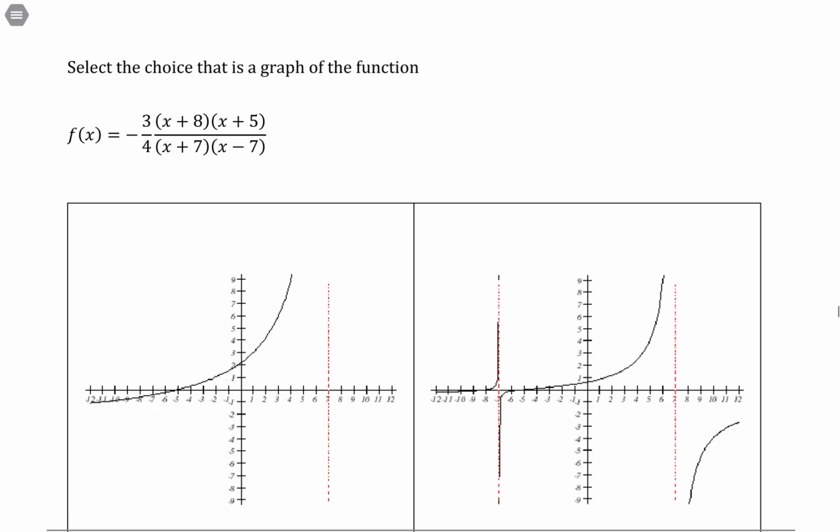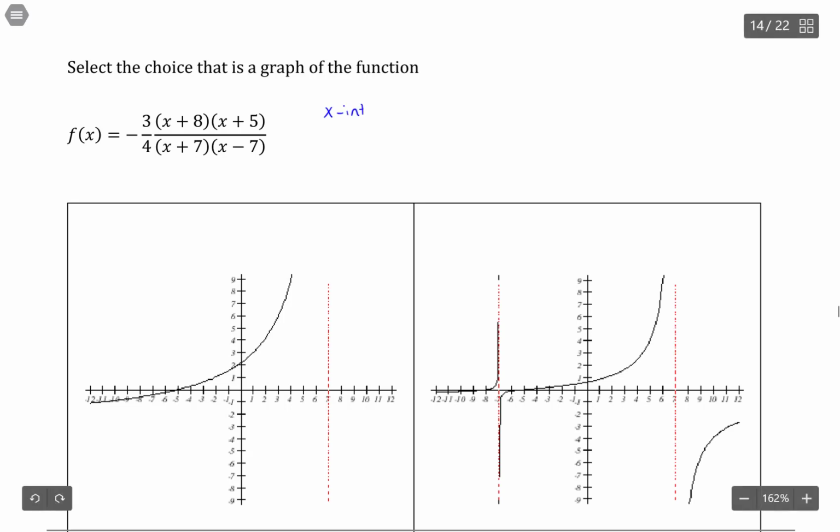Select the choice that is a graph of the function. Alright, so we have different aspects of a rational function that we can identify relatively easily. And we'll use those aspects to see which of these graphs fit those.